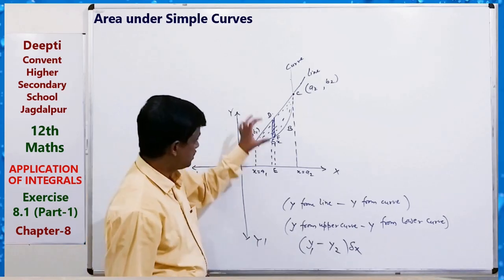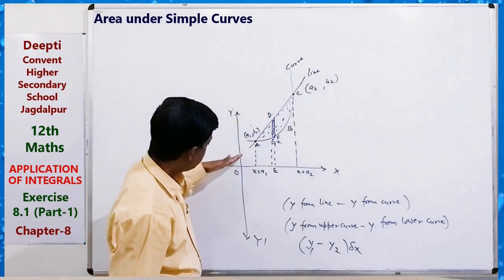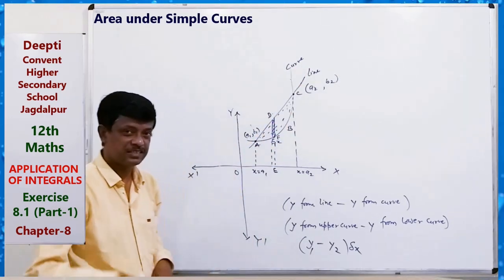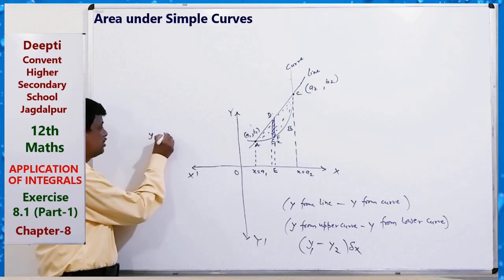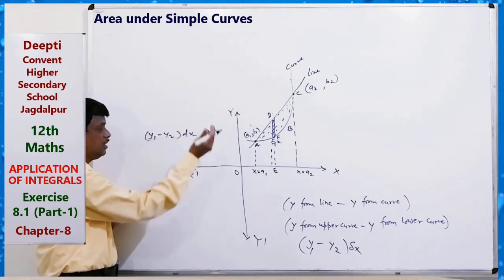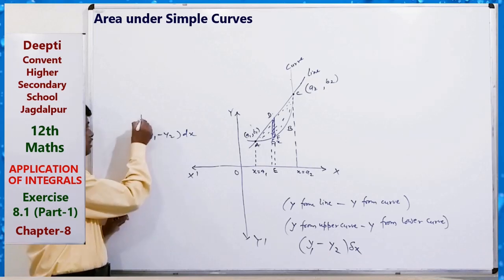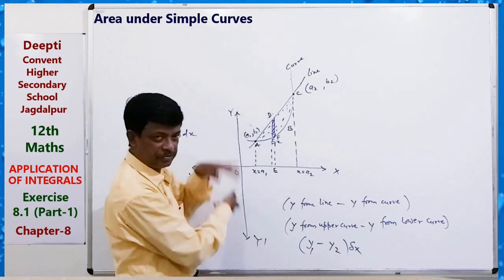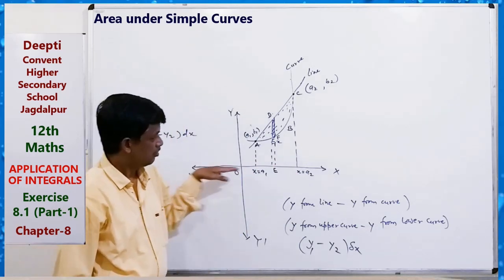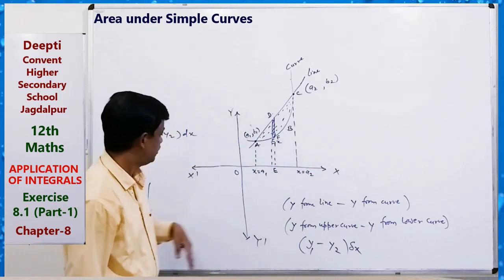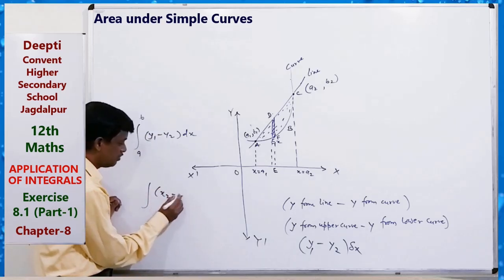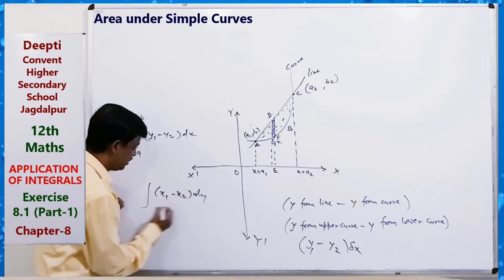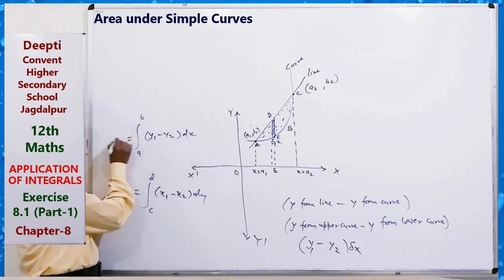So the area between this line and this curve: in place of y dx, we have to take (y1 minus y2) dx. That is the integration of this from a to b. Similarly, if we take this diagram along horizontal strips, then we get (x1 minus x2) dy, from c to d. This is the area.